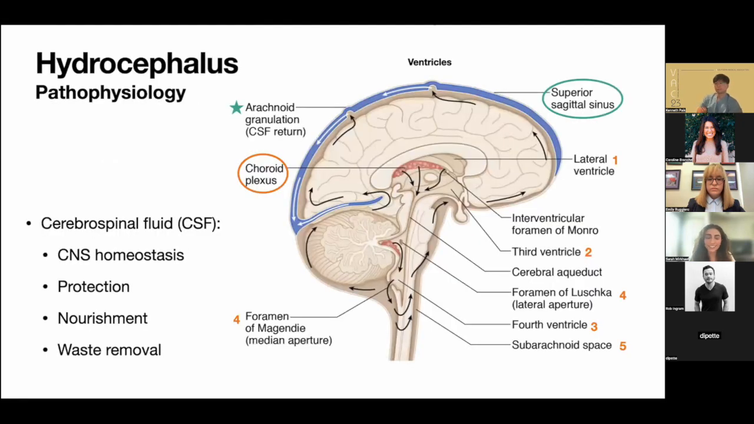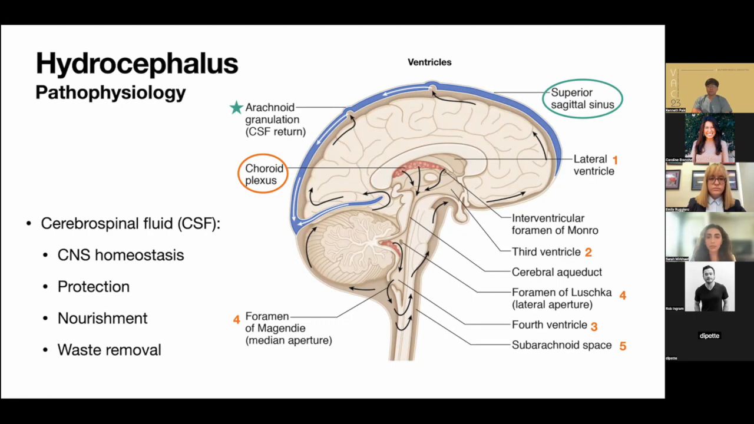So what is hydrocephalus? Hydrocephalus is the accumulation of cerebrospinal fluid within the brain that leads to ventricular enlargement. So, cerebrospinal fluid, there's continuous turnover of this throughout the day, and that allows you to maintain intracranial pressures. It has a role in central nervous system homeostasis. It also acts as a shock absorber, or a brain cushion, so it has a protective role. There's a role in lymphatics. It helps with nourishment and toxin removal.